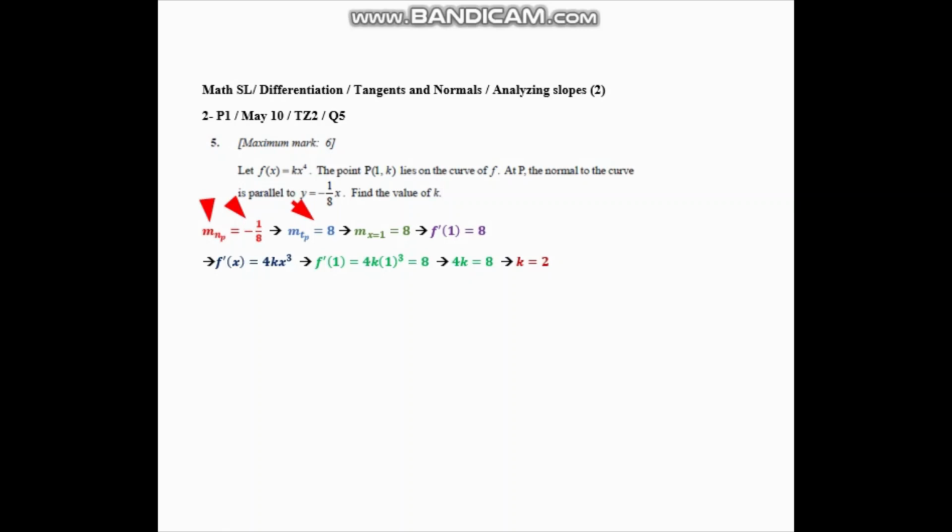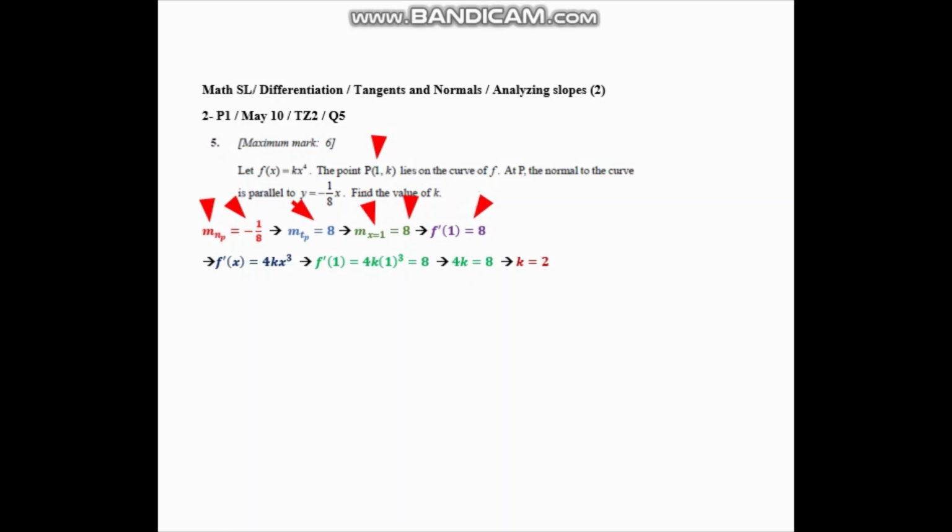So since we know that the slope of the tangent at P is 8, we know that the slope of the tangent at x equals 1, which is the x coordinate of P, is 8. So if the slope at x equals 1 is 8, that means that f dash of 1 equals 8. This is the concept that you need to understand. That if I know the slope of the tangent at a point, I translate that into f dash of x, where x is the x coordinate of the point, equals the number or the value of the slope.